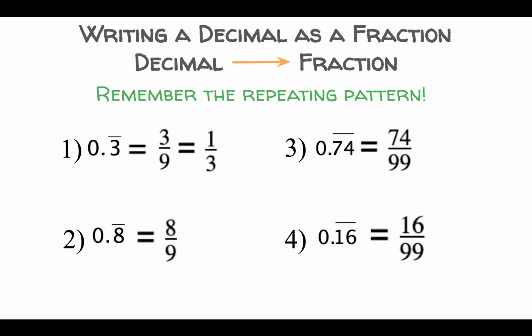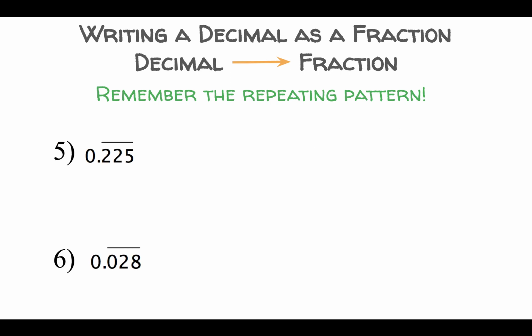Example 5, 225 thousandths repeating. I can see now that I have 3 digits that repeat. That means my denominator is going to have 3 9s in it, and my numerator is just going to represent the repeating digits, 225/999. Kind of a challenging fraction to look at, right?